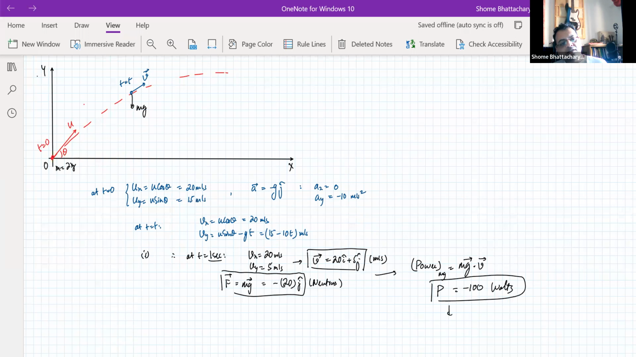And you can understand that power is negative because mg is causing a deceleration at t equal to 1 second. The projectile is on its way up, so it's decelerating.